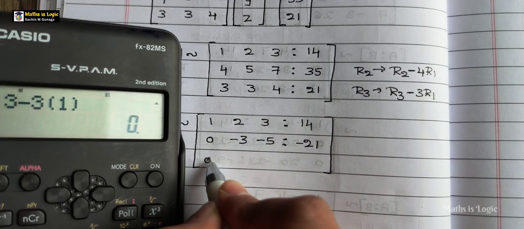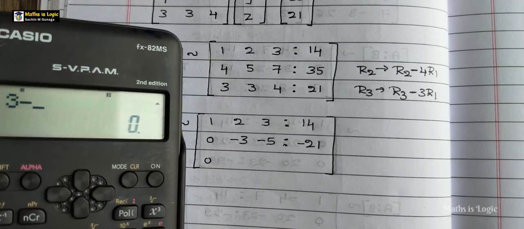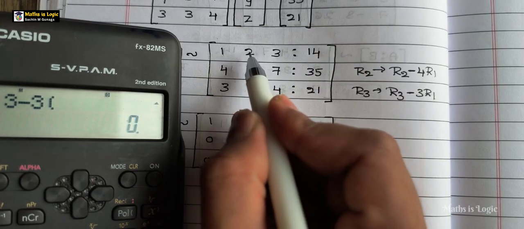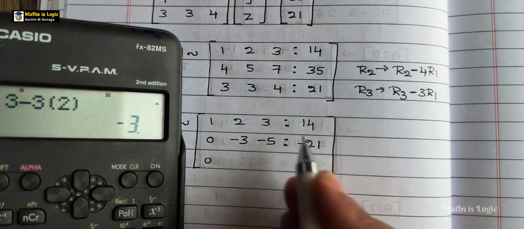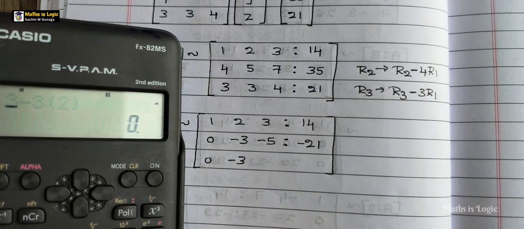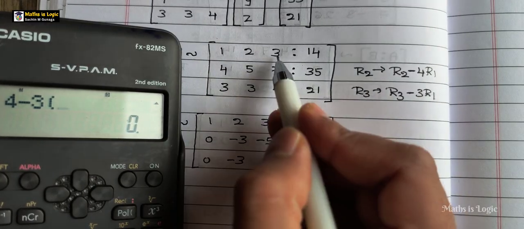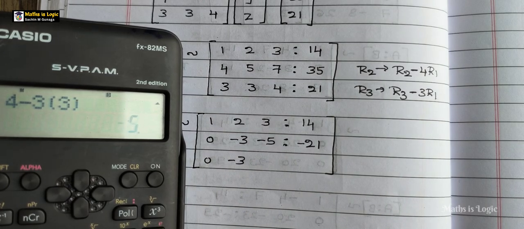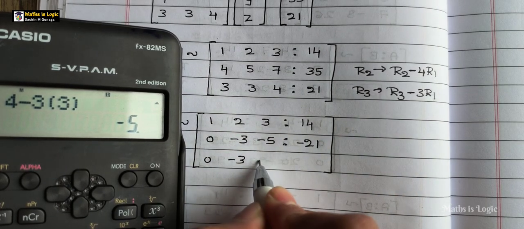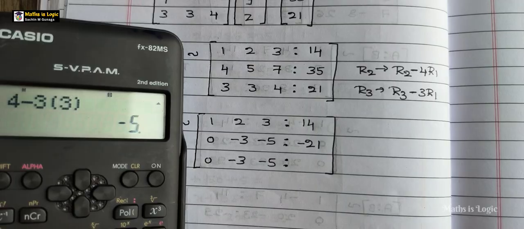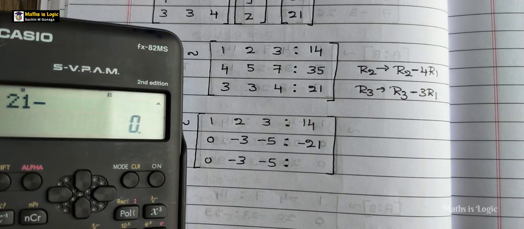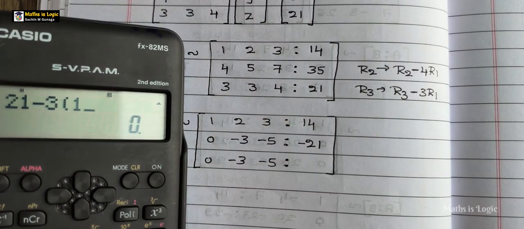Next R3: 3 minus 3 times 1 is 0. Next, 3 minus 3 times 2 is minus 3. Next, 4 minus 3 times 3 is minus 5. And last, 21 minus 3 times 14 is minus 21.